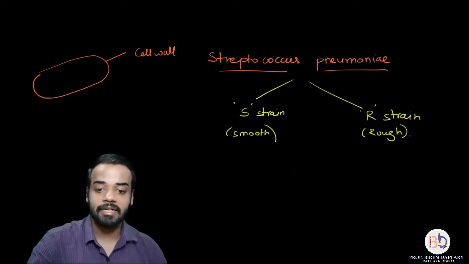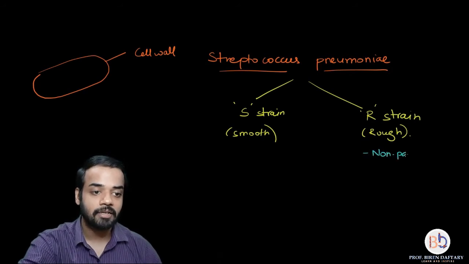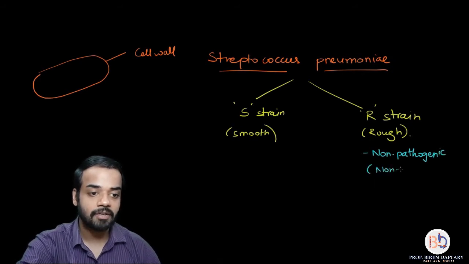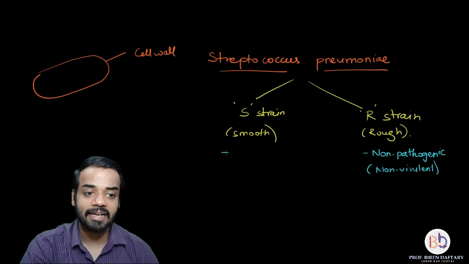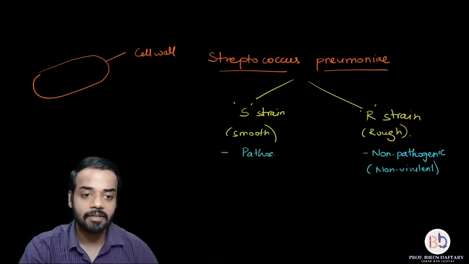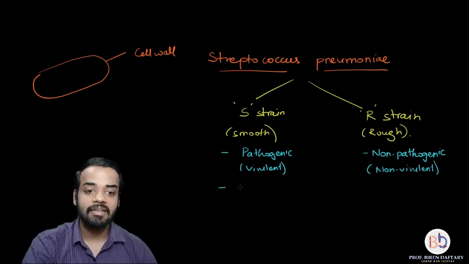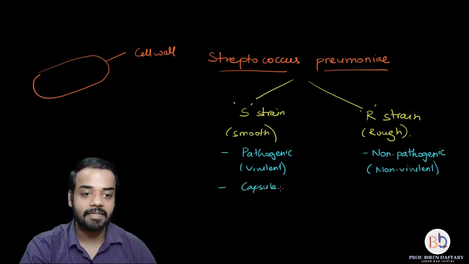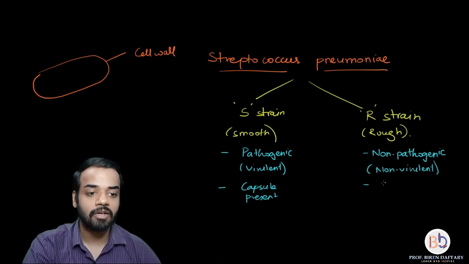R strain, okay, let us write it down over here. R strain is basically non-pathogenic, or it is also called non-virulent, or avirulent. That means it cannot cause the disease, whereas the S strain is pathogenic or virulent. That means it is causing the disease. Which disease? Pneumonia. The second difference is the S strain has got a capsule present on its cell wall, whereas the R strain does not have the capsule, so the capsule is absent.